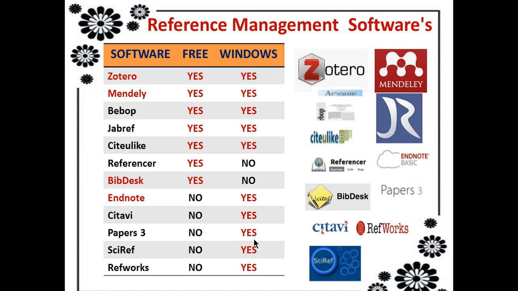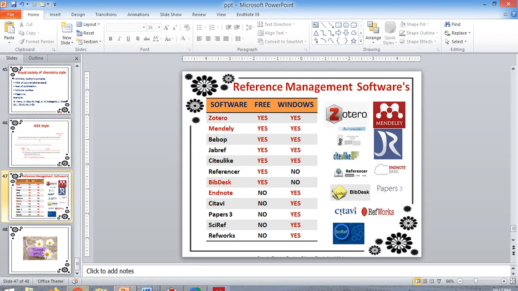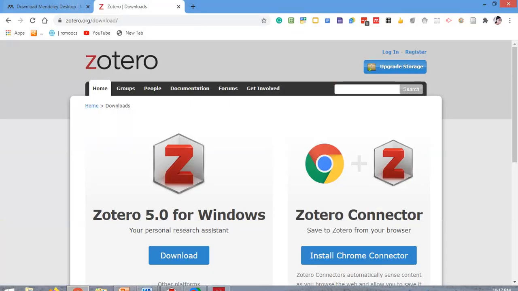To install this software, first of all, if you type Zotero in a Google search, you can come to this page and directly download. It is a free version software, Zotero 5.0 for Windows. You can download it. If you want the Chrome extension, you can connect with this Zotero connector. This is also good for Chrome extensions.